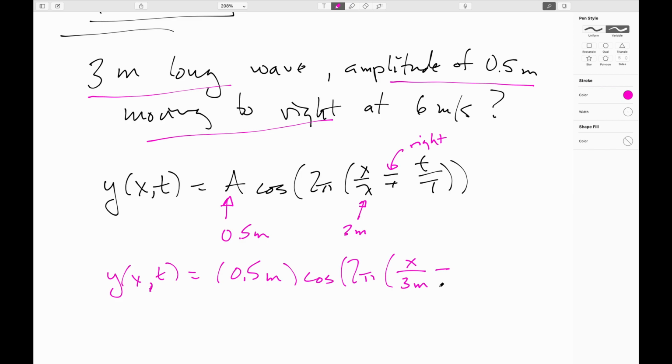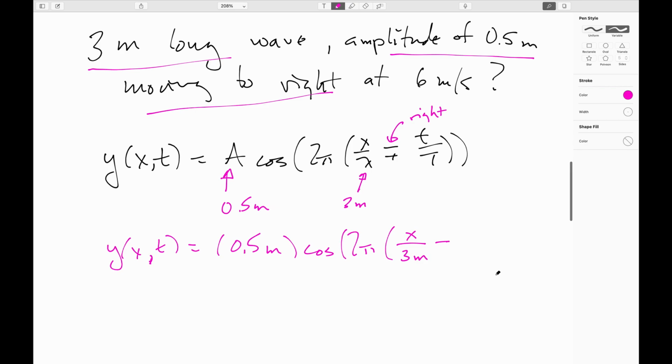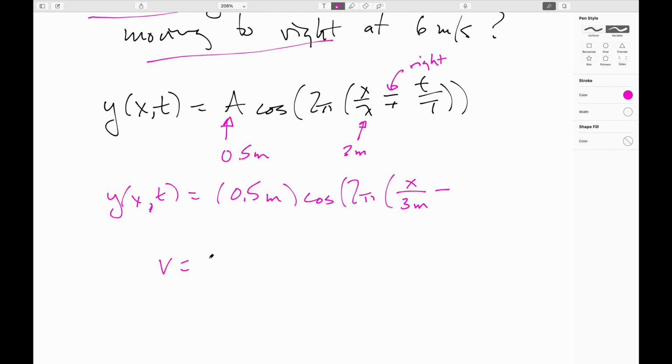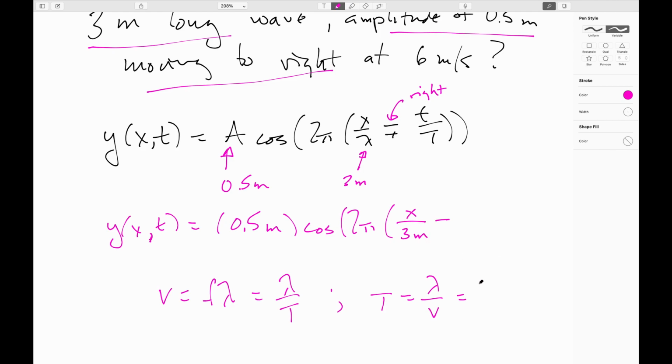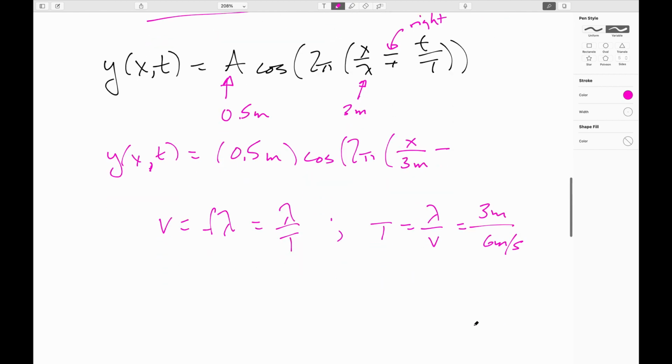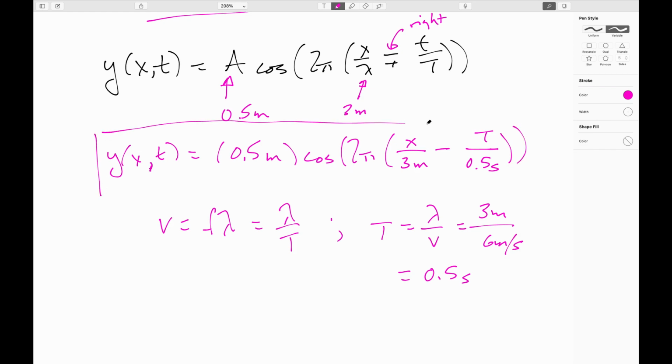We need the period. What they gave us was the speed of the wave. But we remember that we can write the speed of a wave as either the frequency times the wavelength, or more useful here would be the wavelength over the period. So we can get that the period is equal to, cross multiplying, the wavelength over the speed. So we said that the wavelength was 3 meters and the speed was 6 meters per second. So that gives us a period of 1/2 of a second. All right, so then we can stick that in for the big T, 0.5 seconds, put in a t, close the parentheses, and that's how we would represent a wave that looked like that.